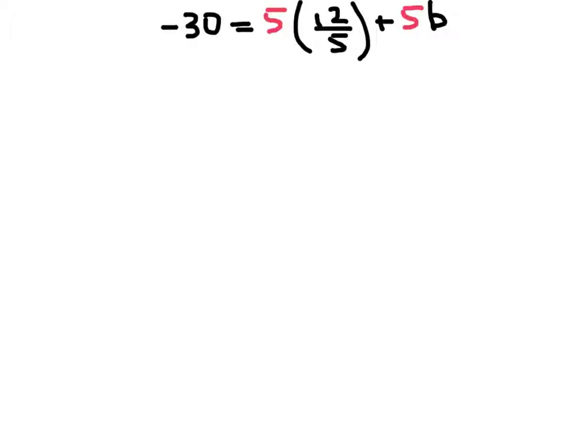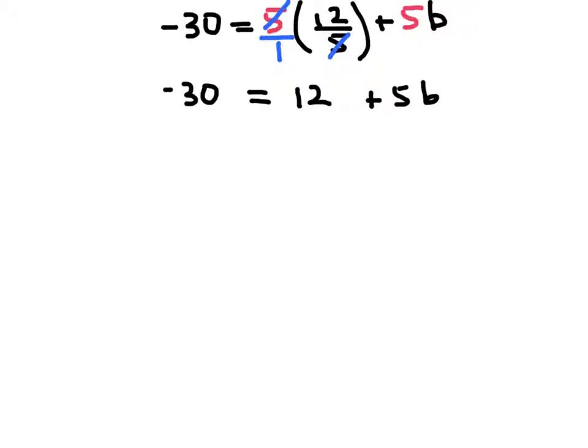Now looking at the right-hand side of our equation, it's clear we're going to have to simplify before we can start moving terms from one side to the other. So I'm going to look at this multiplication of 5 times 12 fifths. Remember that we can put the whole number 5 over 1, and this will allow us to cross cancel. 5 goes into 5 once, and 5 goes into 5 once. So we would be left with -30 equals 12 plus 5b.